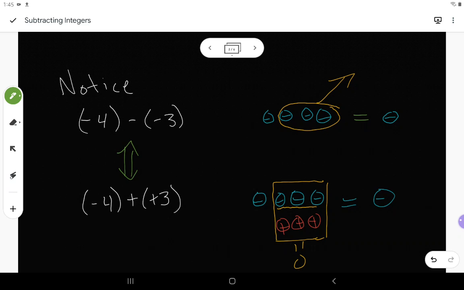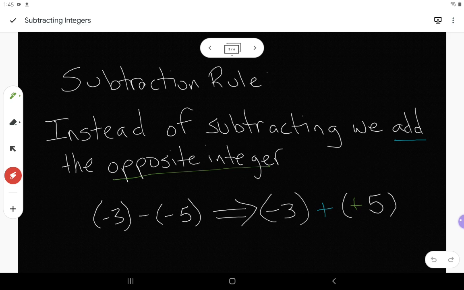And that's the idea that we work with when we're subtracting integers: instead of saying subtract -3, I can think of it as adding +3. It would do the same thing, right? If I take away negatives, my answer should become more positive, so it's like adding in positives. Really, that's the rule that you would have learned for subtraction. Instead of subtracting, you end up adding the opposite integer.